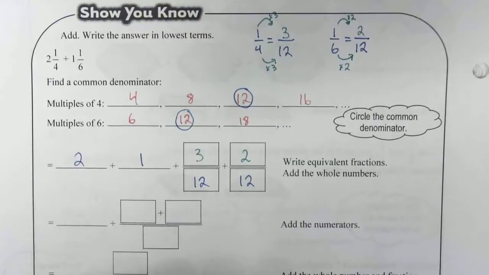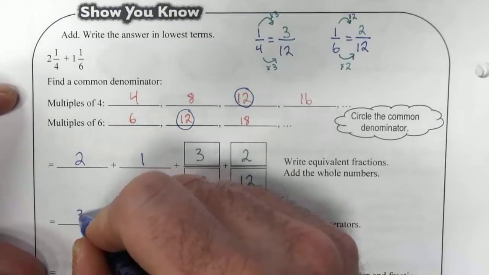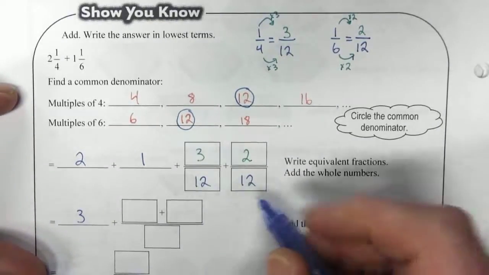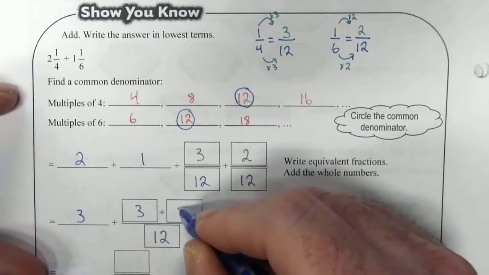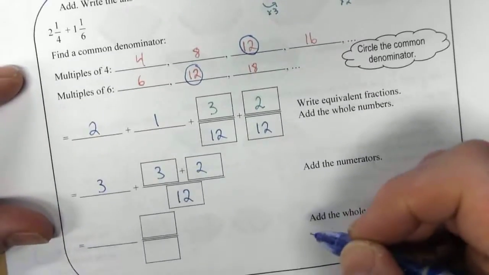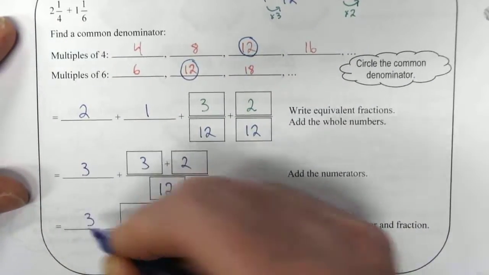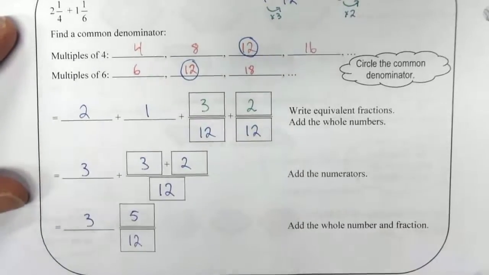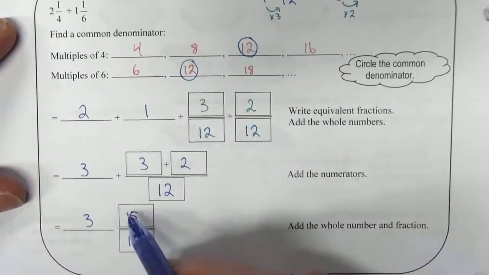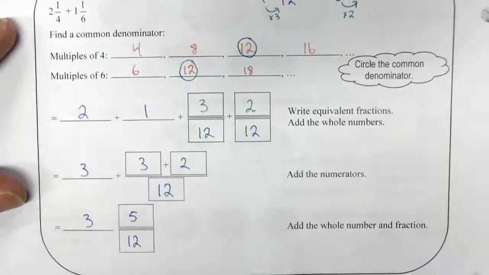Now, this gets to be fairly easy at this point. 2 plus 1 is 3. Common denominator, so that's going to stay in the bottom. We're going to add the 3 and the 2 together. So once we do that, we've got 3 wholes, and 3 plus 2 is 5 over 12. And now we've got our final answer. 3 and 5/12 is the solution to 2 1/4 plus 1 1/6.